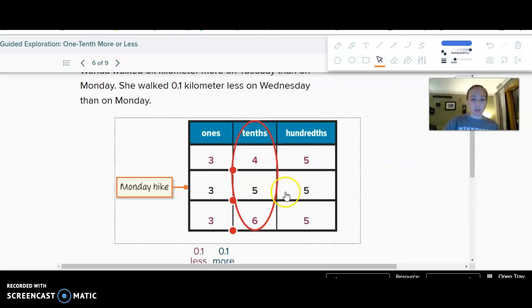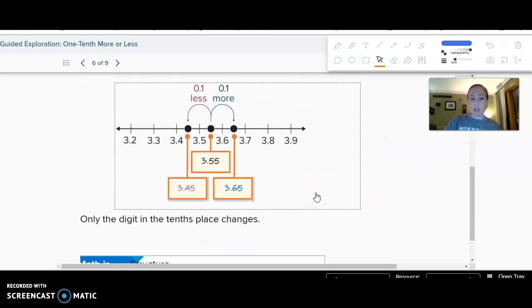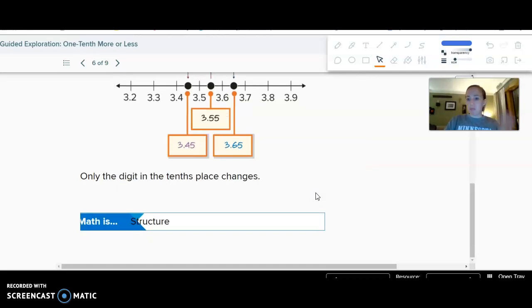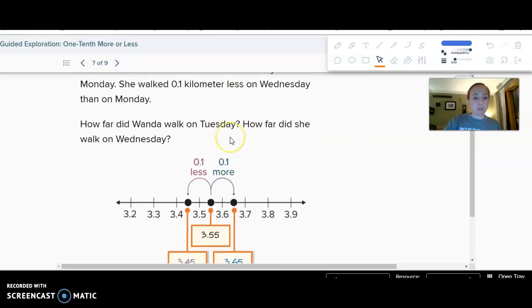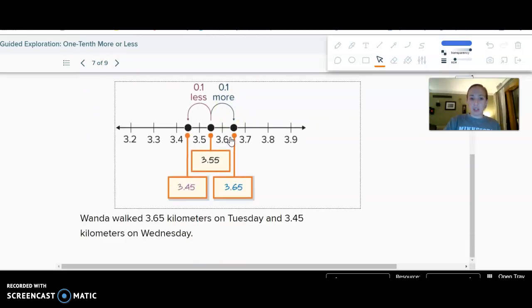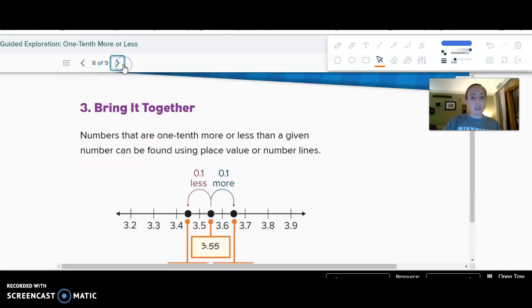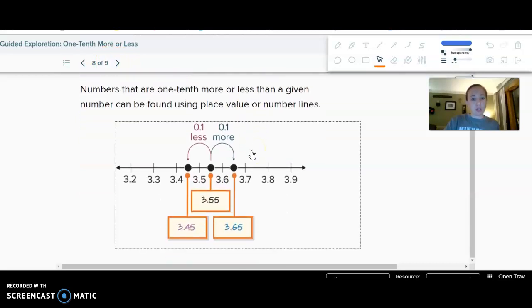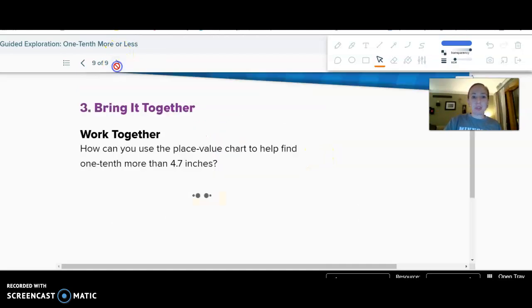So I think that's a little bit simpler way to think about it than the number line, but number line is another way to visualize it, as long as you make sure to change that number in the tenths place. This is just sort of, again, summing up. We went from 55 to 65, 55 to 45. Just that number in the tenths place changed. So again, think about place value versus number lines. And we'll do some examples.